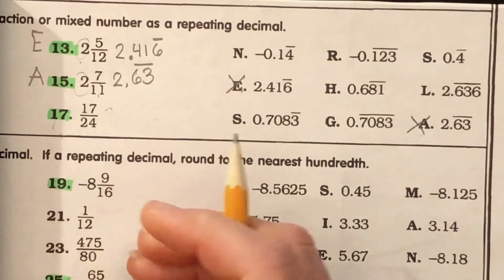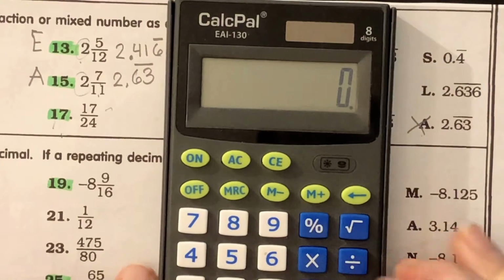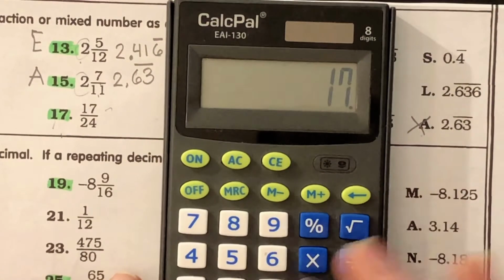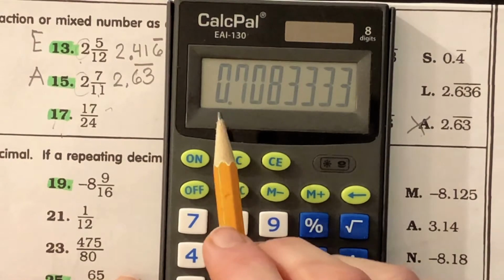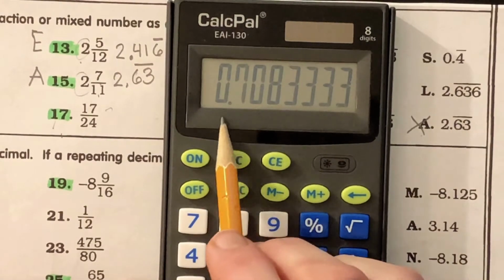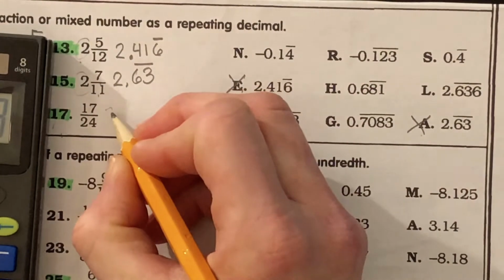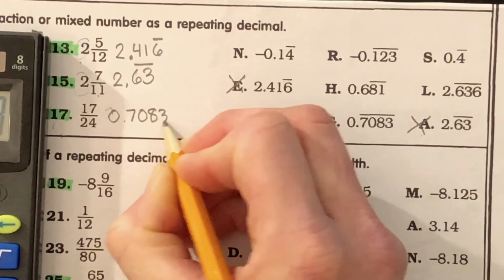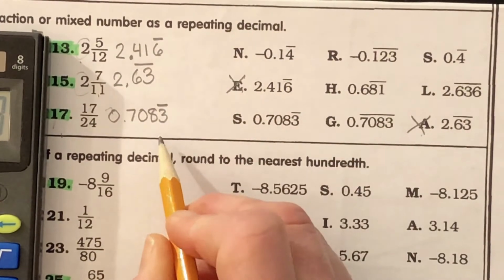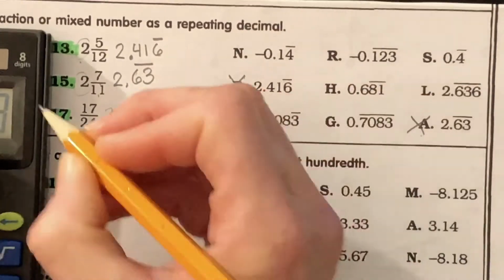17, we've got no whole number, so we'll go straight to division. 17 divided by 24 is 0.708333333. Let's write this down. 0.7083 a million times. Over here, that is S.